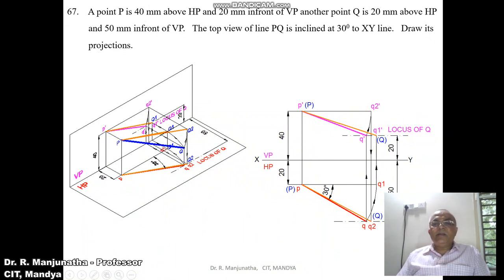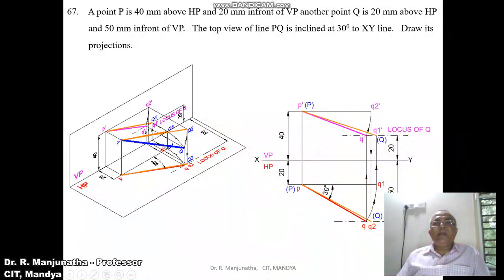Now we will take this in the orthographic view also. So you have the XY line. From here, we can see 40 mm above HP and 20 mm in front of VP. Above HP is seen in the vertical plane, so you get 40 mm here and we have 20 mm here. Another point Q is 20 mm above HP, so from the XY line, you have 20 mm above HP. So you are getting the locus of Q in the front view. And also 50 mm in front of VP, so you are getting the locus of Q in the top view also, which is 50 mm.